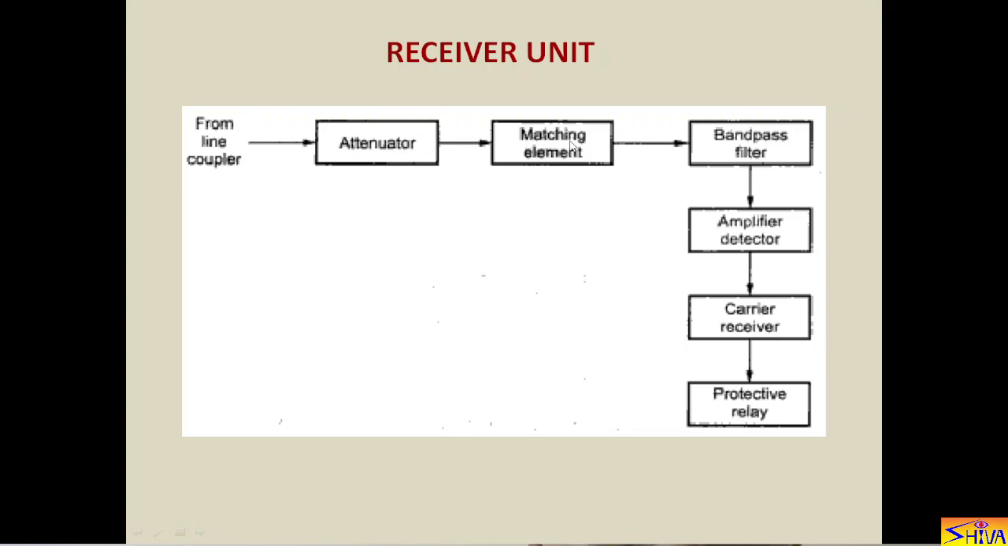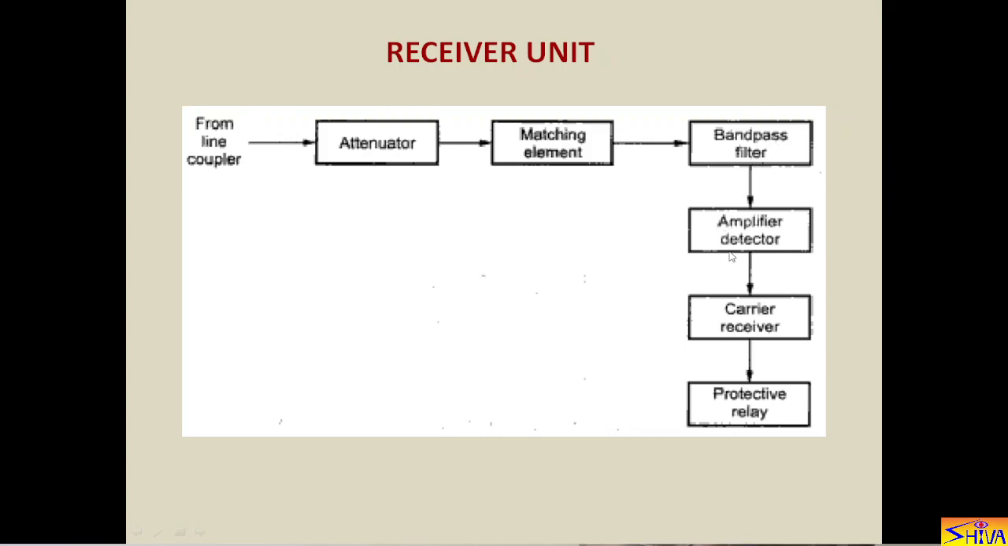Then there is the matching element, that is the impedance matching unit. If impedance matching is not provided, part of these carrier signals will be transmitted and part will be reflected. So in order to avoid the reflection, we are using the impedance matching element. When impedance is matched, all the carrier signals are passed on to the next unit, that is the band pass filter. During transmission, some noise signals are also added to these carrier signals. So in order to reject these noise signals, the band pass filter is provided so that it allows only the carrier signals to pass on to the next unit.